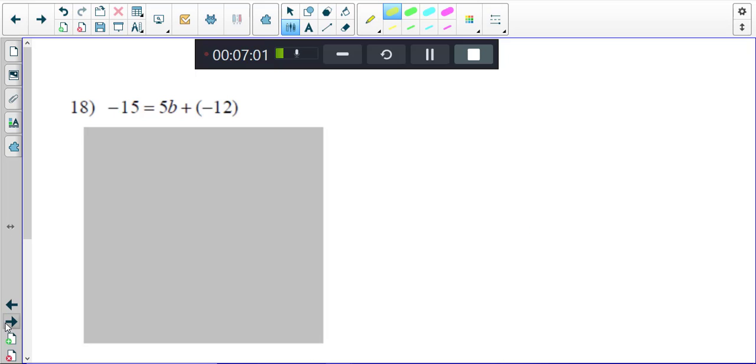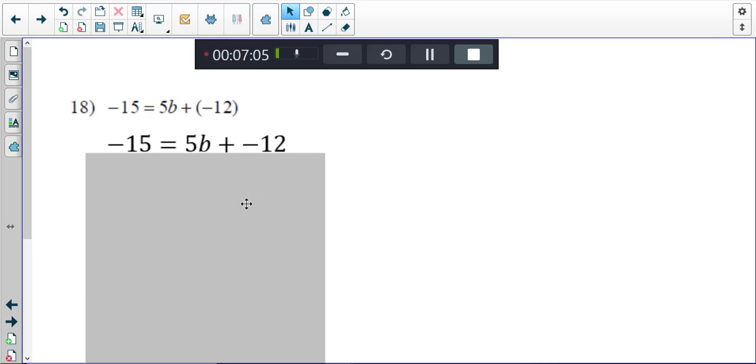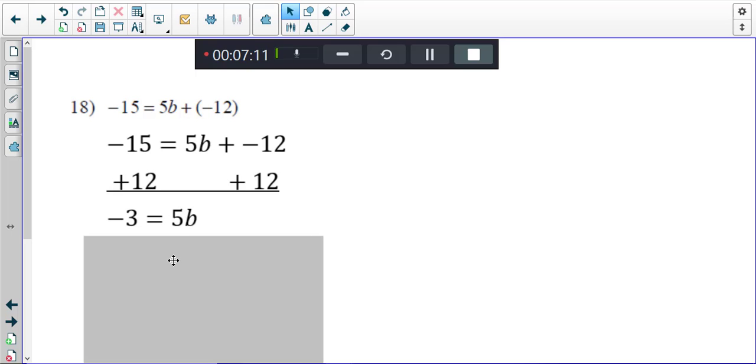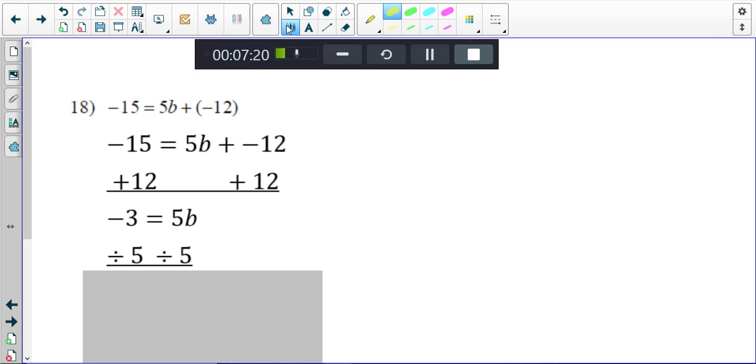Let's talk a little bit about number 18 as well. So number 18, we've got 5b plus negative 12. The inverse of adding by negative 12 is to add a positive 12. Negative 15 plus 12 gets us negative 3. And then we divide both sides by 5. Since we're multiplying by 5, the inverse is to divide by 5. Now you can leave negative 3 divided by 5 just as negative 3/5.